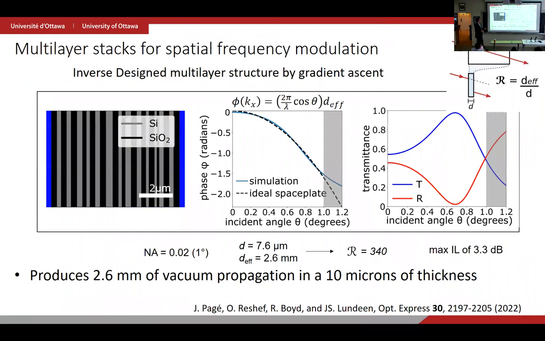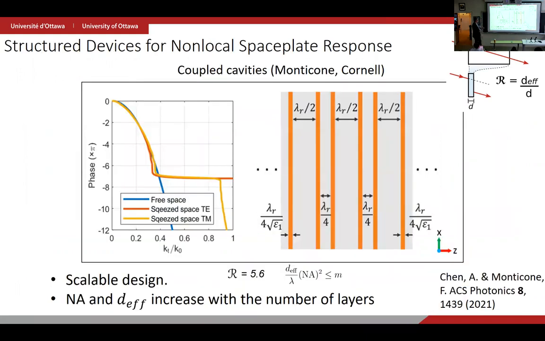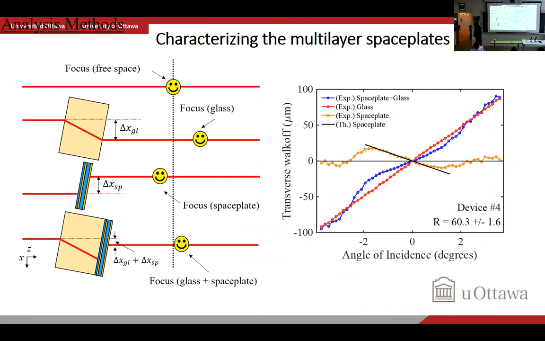I won't go too much into these, but just to say that we again used some sort of optimization technique to design something, so we don't really understand our structure, but indeed it gives us the right phase. The other drawback is it doesn't have flat transmission, which is what you'd want for free space. So we design these stacks, and then we test them.